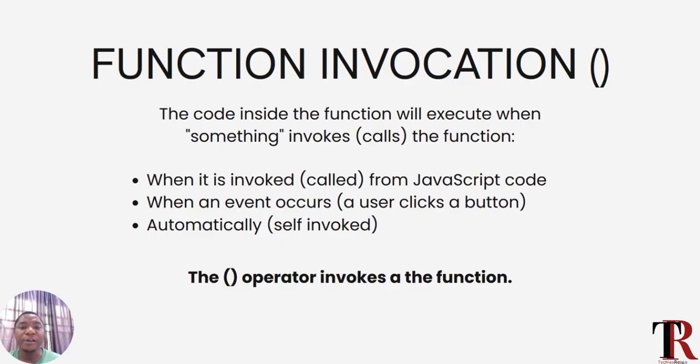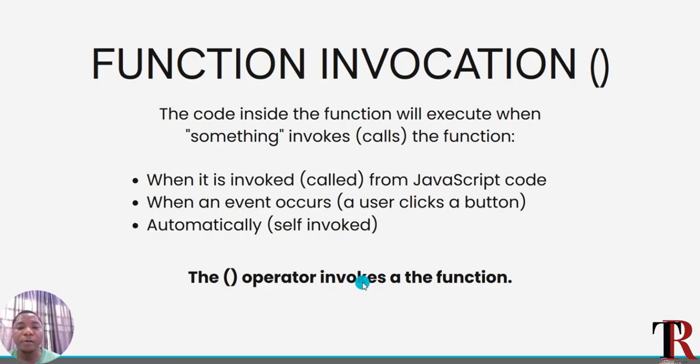After you might have written your function, you can call it outside of that function block, at the end of it. And the last one is automatically self-invoked. You can also run some code in a function in JavaScript that can automatically invoke itself. It can call itself when it is needed or when it is time for it to be invoked.